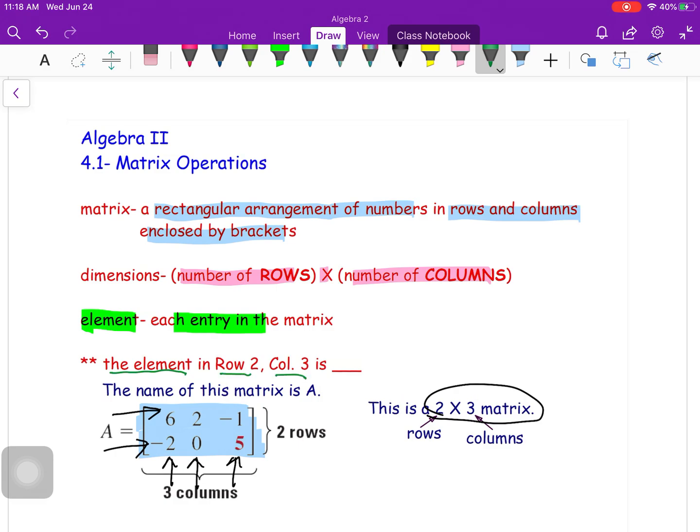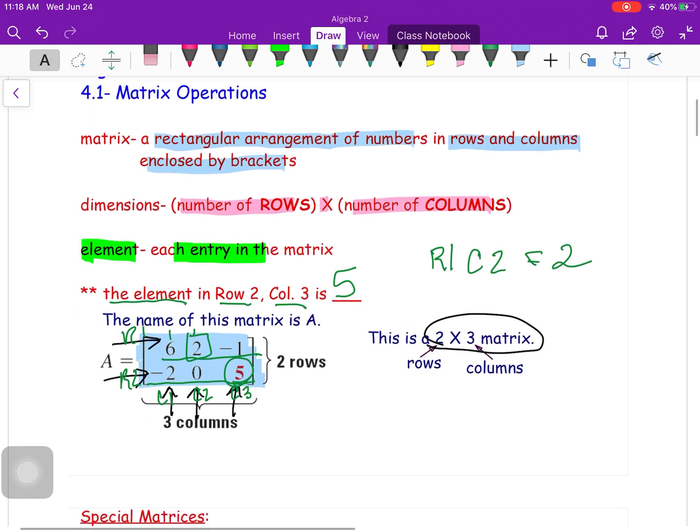So, if I wanted to know what element was in row 2, column 3: row 1, row 2, so I'm going to be down here, column 1, column 2, column 3. Row 2, column 3 intersect right there, so it is 5. Let's just try another one. What if I said element in row 1, column 2? Column 1, column 2 would be right here. That would be equivalent to 2.